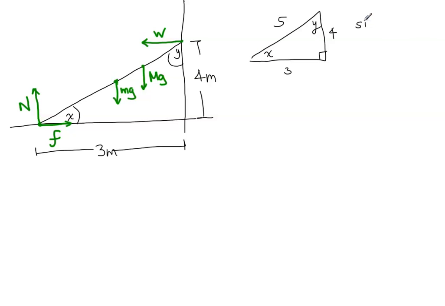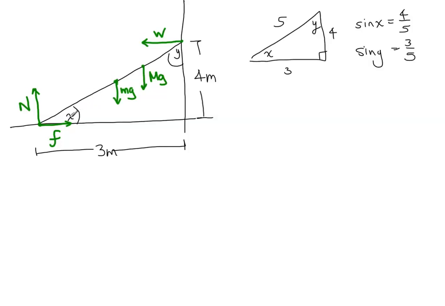Well, the sine of X is going to be side opposite over hypotenuse. That's 4 over 5. The sine of Y is opposite over hypotenuse for Y. That's 3 over 5. Okay? So we know these sines. We don't have to go and do something fancy. We know what they are.